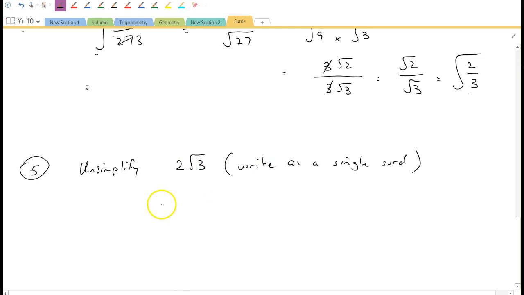So 2 root 3, we're going to write that as 2 as a square root is the square root of 4, square root of 3, leave as the square root of 3. So these are equal, but I want to write it as a single surd, which means I'm going back the other way. 4 3's are 12, and there's my single surd, root 12. It's unsimplified, but that's what we were asked to do, so that's all right.